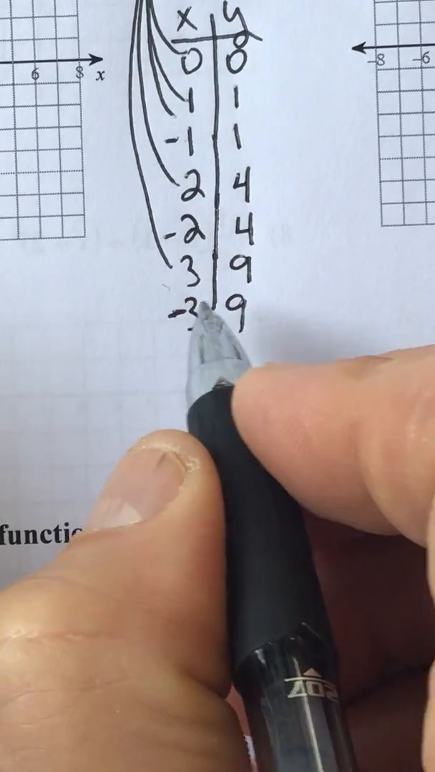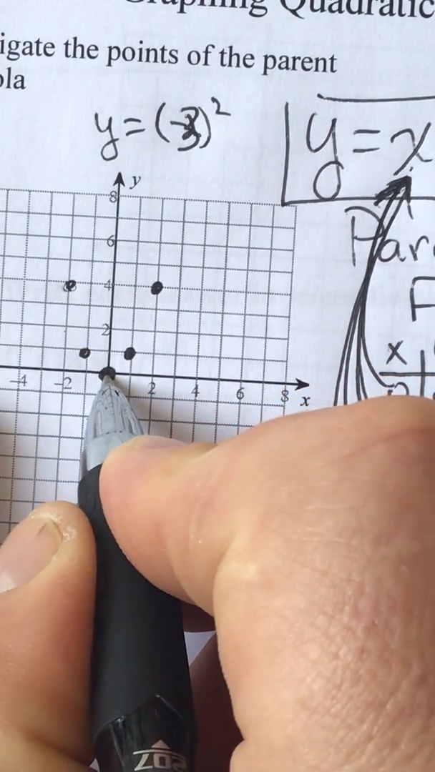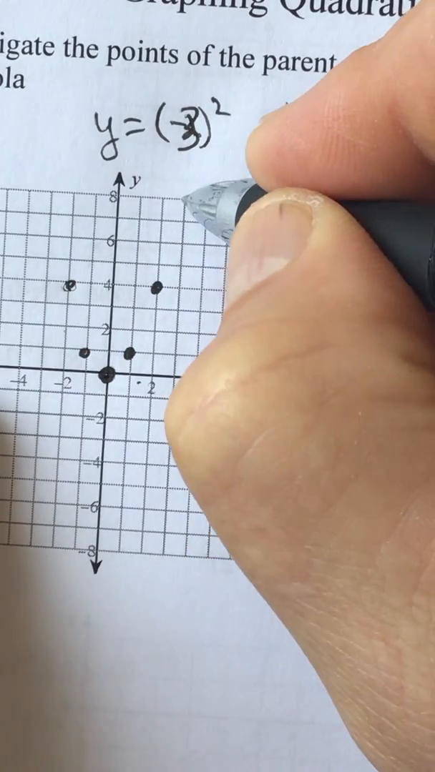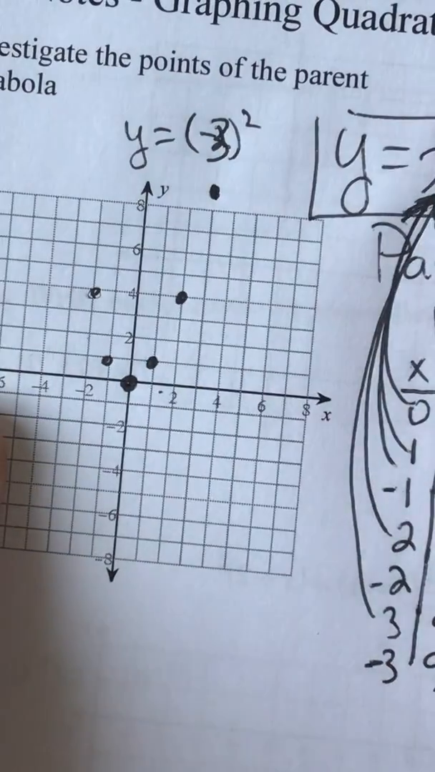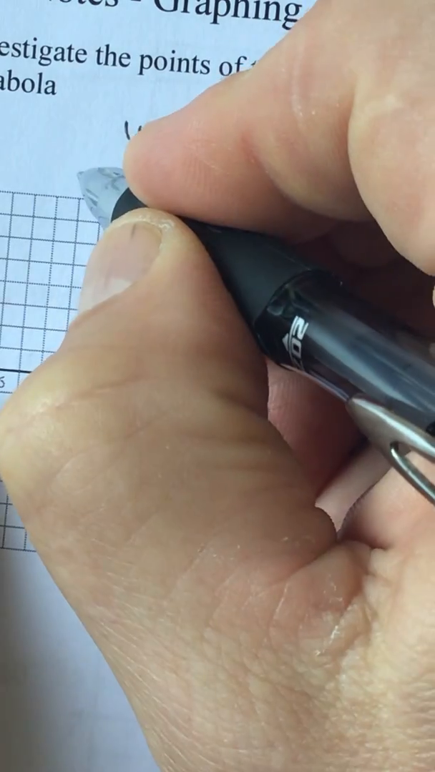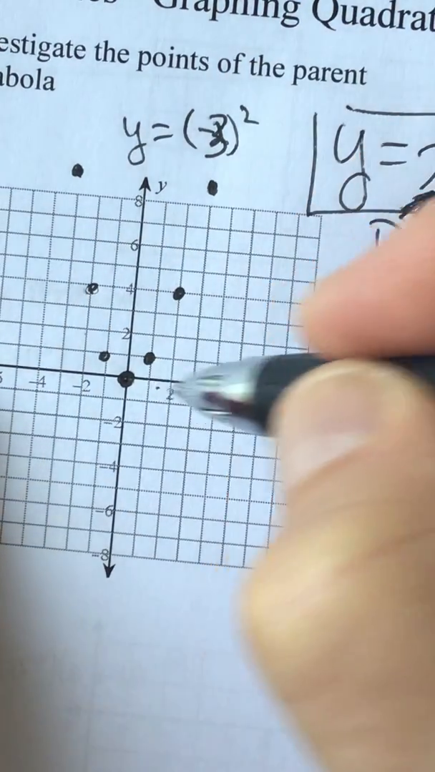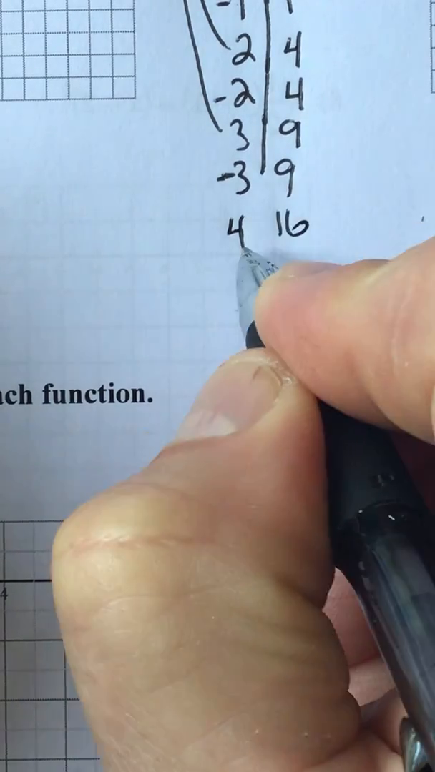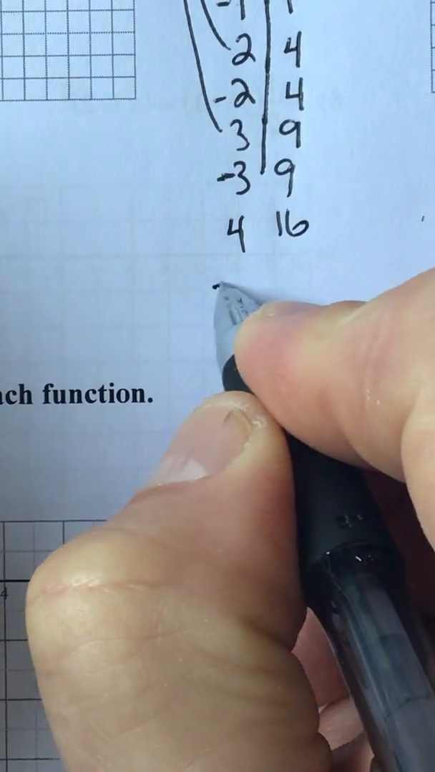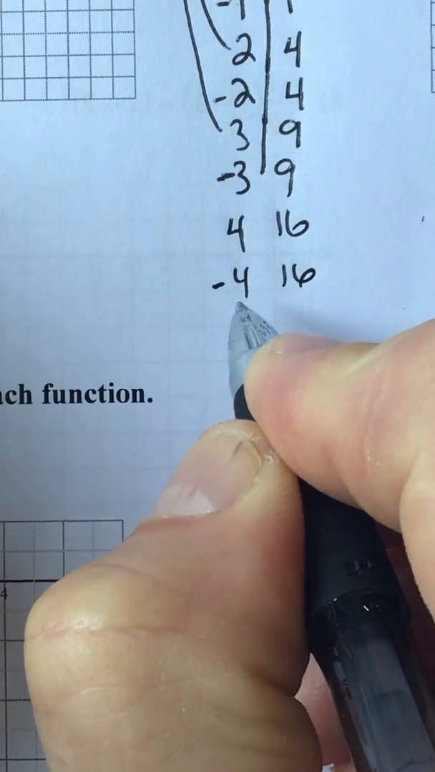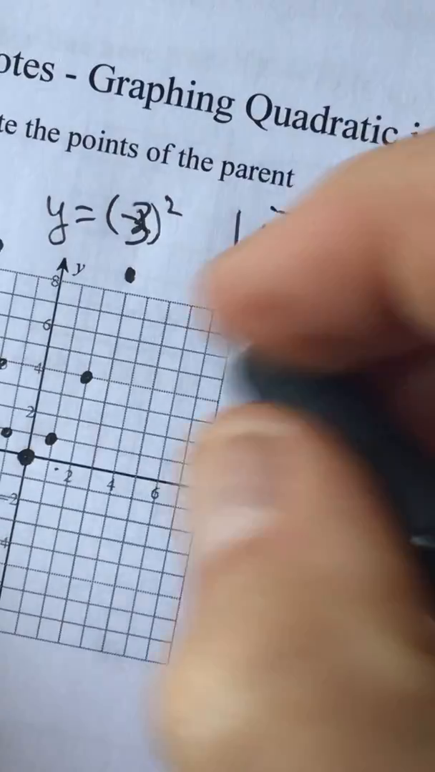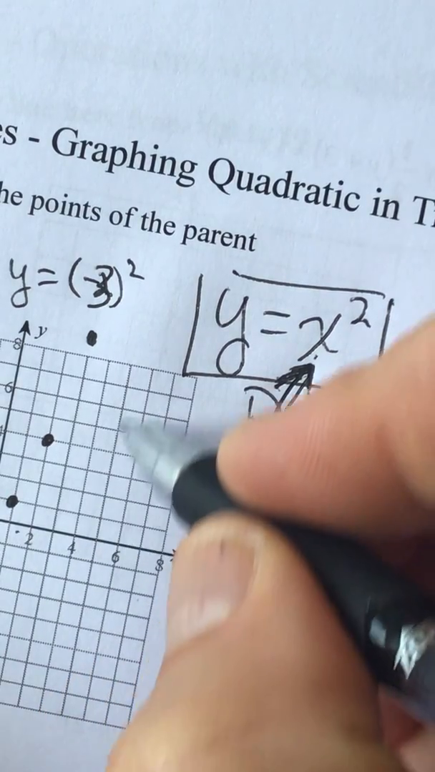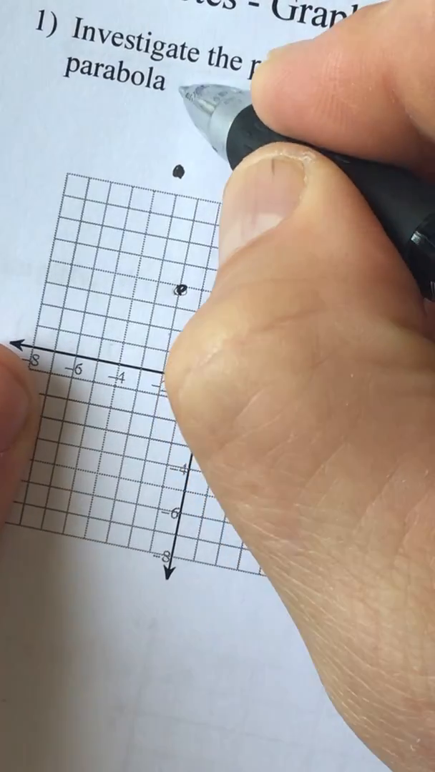And then these last 2 points are 3, 9. So if I go over 3, 1, 2, 3, and then up 9, there's 8, 9. And over 3, up 9 that way. Now, of course, the next one would be 4, 16. It's just whatever we plug in, we get it back squared. So negative 4, 16. So 4, 16 is way up here. And then if we plug in 5, we'll get 25. So it's a parabola.